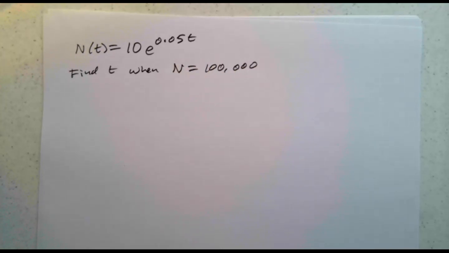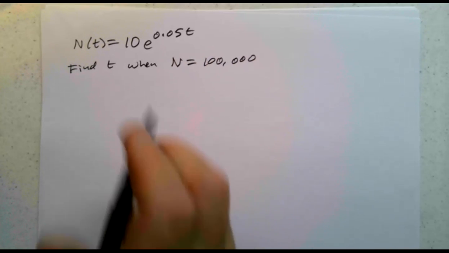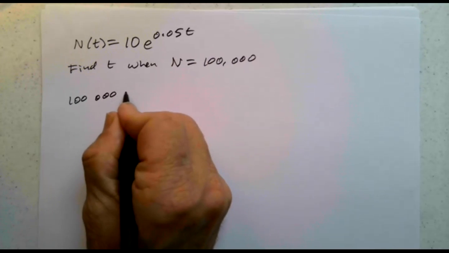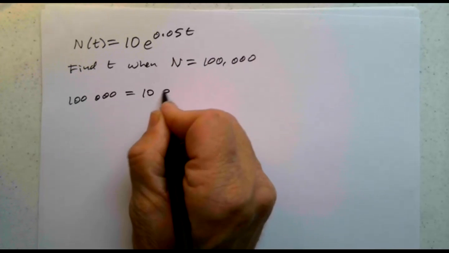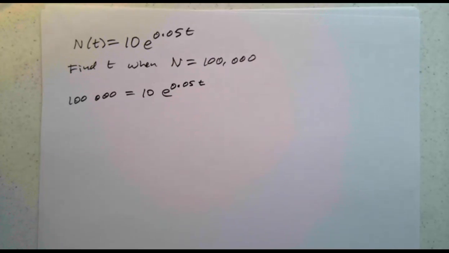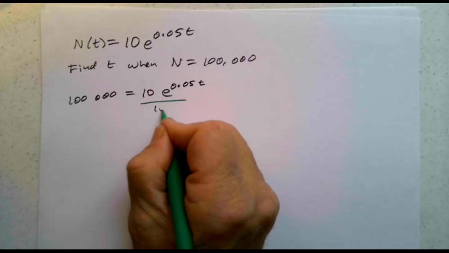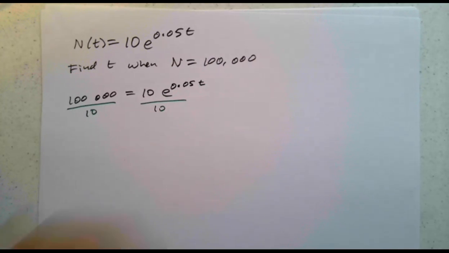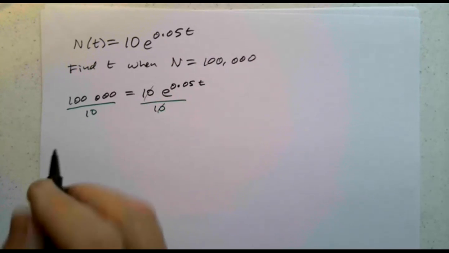So we started with 10. If you start with 10, can you have 100,000 people infected? So we have 100,000 equals 10 e to the 0.05 t. Let's go ahead and divide by 10. So that goes away. 100,000 divided by 10 is 10,000.